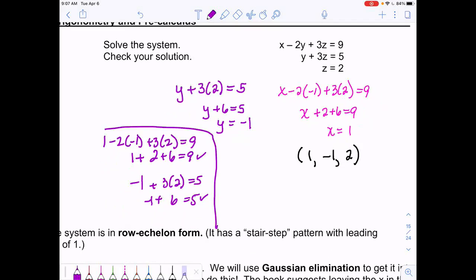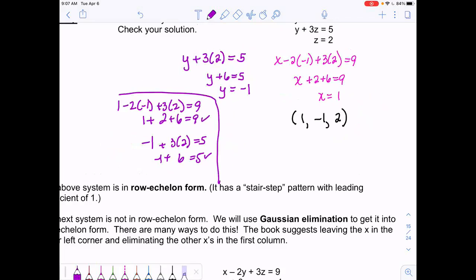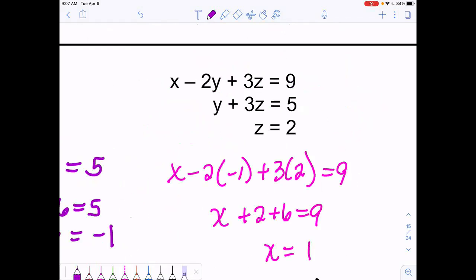So in the little blurb below, it says the above system is in row echelon form. So row echelon form, we kind of say has a stair step pattern. So you kind of think you're going up the stairs or down the stairs. Each time you move down an equation, you have one less variable. So this form is going to be the goal of Gaussian elimination. So can I take an equation that has 3 variables, a second and a third equation that also has 3 variables, and can we get it to look like row echelon form?